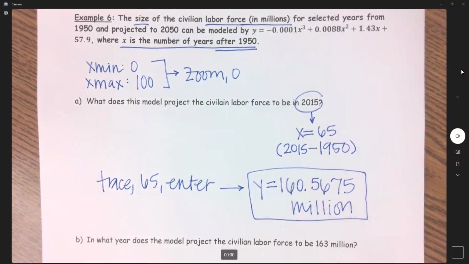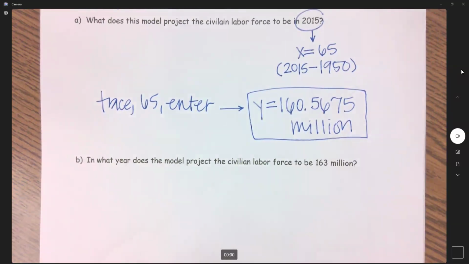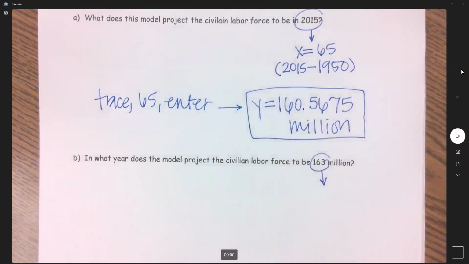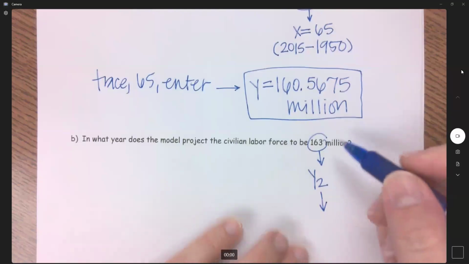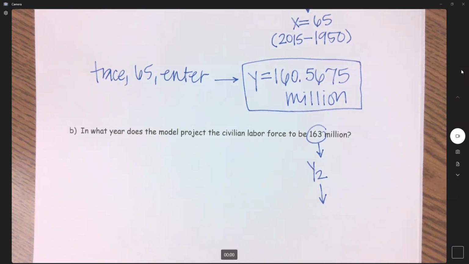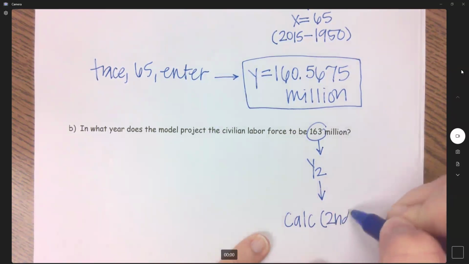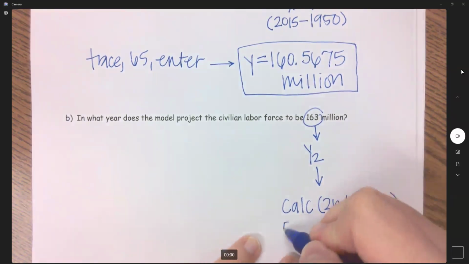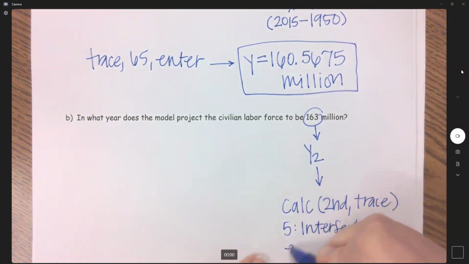And then B is the opposite. In what year, so I'm solving for X, does the model project the civilian labor force to be 163 million? So I'm going to put this into my Y2. And then I will find my intersection. So since I've been writing all of the instructions for a max and for your 0, let's just go ahead and do it here too. We're going to go back into calc, which is second trace. And then we'll go to number 5, intersect. And then we will hit enter.